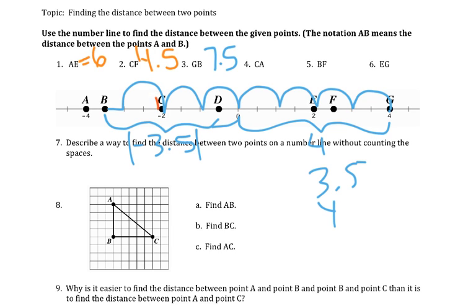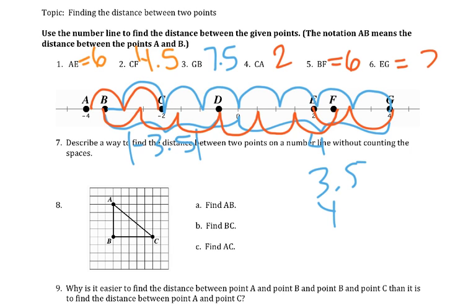Okay, CA, 1, 2. BF, 1, 2, 3, 4, 5, 6. And finally EG, 1 and 2. Okay.